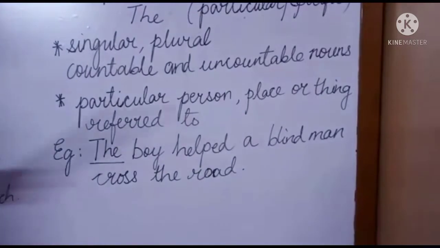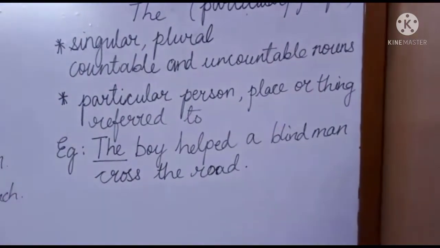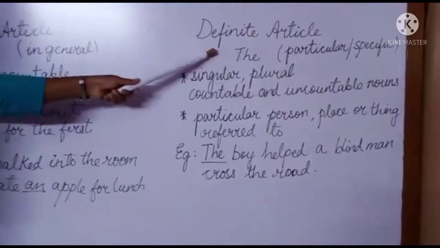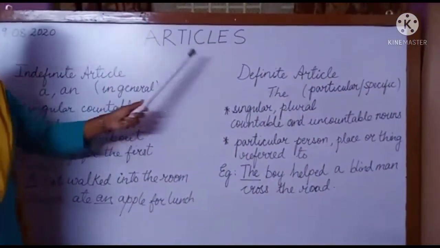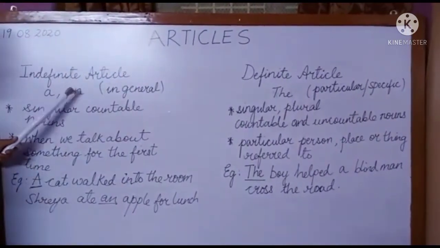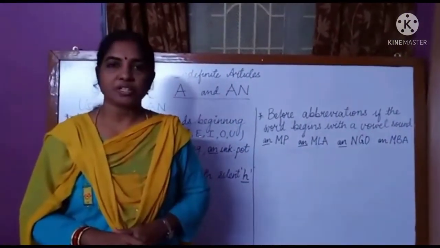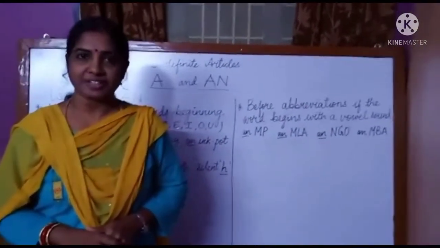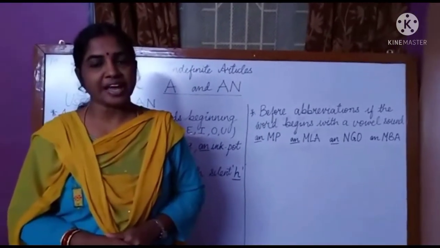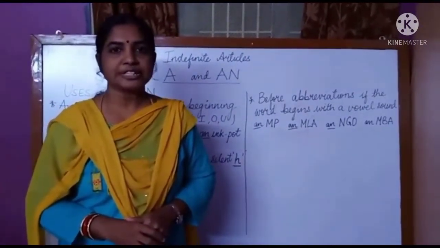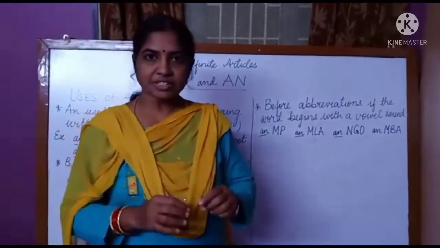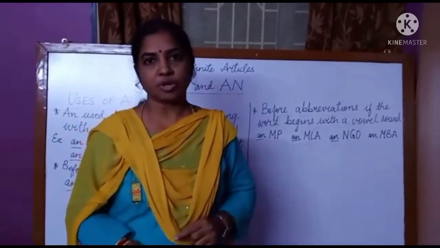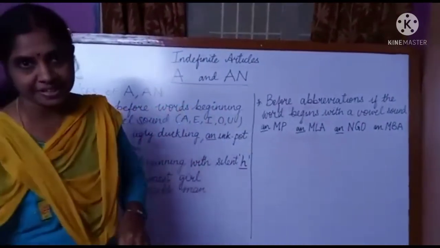Yes children, I hope you understood the two types, the indefinite article and the definite article. A and an, the indefinite article, and the, the definite article. So let us learn about a and an in detail. Students, we learned the definition of an indefinite article. The indefinite articles a and an are used before singular countable and general nouns. Now let's check what the uses of a and an are in sentences.